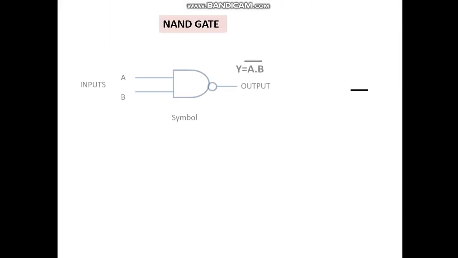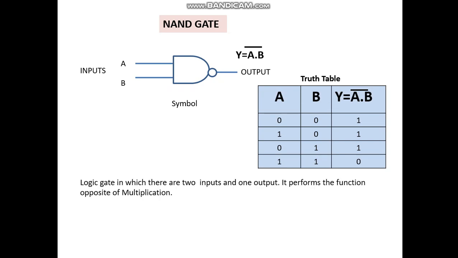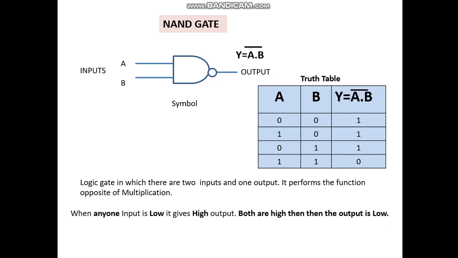Now that's the NAND gate, the truth table here. It's a logic gate in which there are 2 inputs and 1 output. It performs the function opposite of multiplication. When any one input is low, it gives high output. Both high, then the output is low.